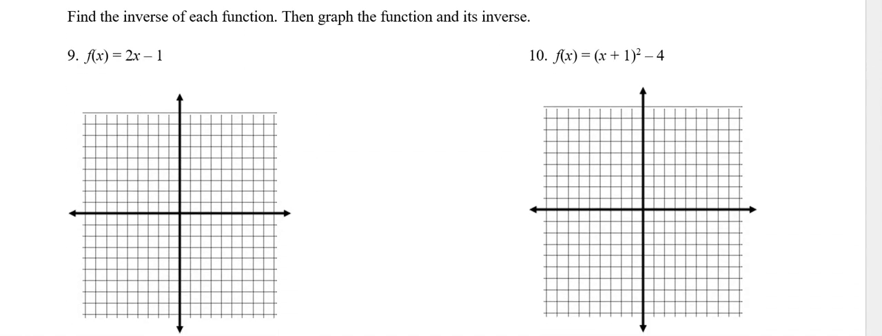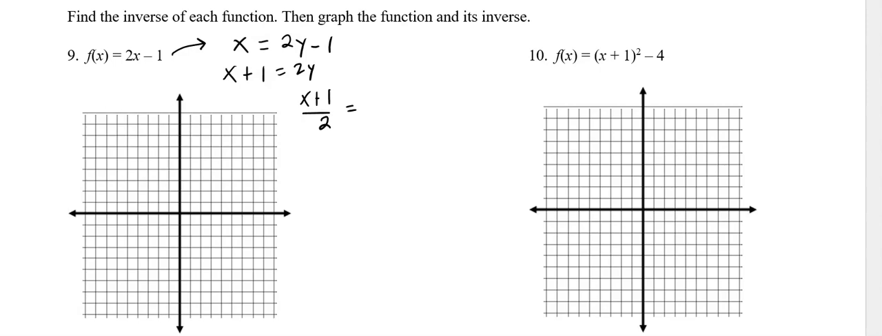Okay, so there's really 3 answers for numbers 9 and 10. Find the inverse of each function. So the way I find the inverse of a function is I switch places with x and y first. And then my final step will be to solve this for y. So to solve for y, I'm going to need to add 1 first. And then you can either divide by 2 or multiply by a half. I'll show it as divide by 2.